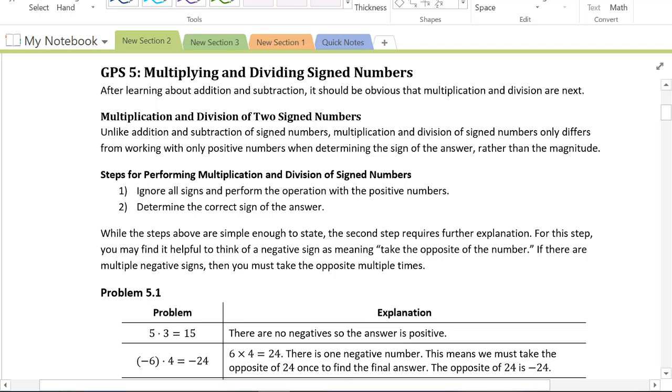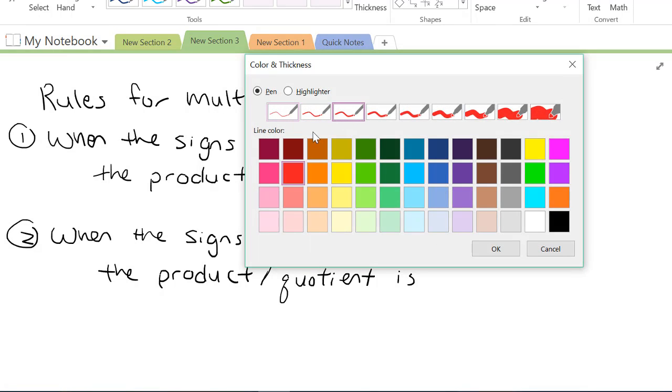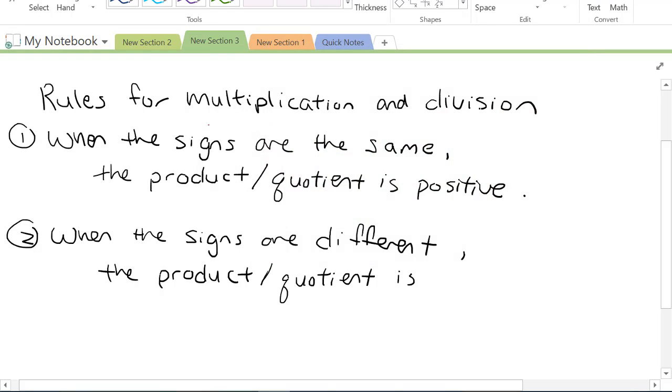Hello class. So today we're going to look at GPS 5, which is multiplying and dividing with signed numbers. So the rules for multiplying and dividing with signed numbers I have over here. Here are the rules for multiplication and division with signed numbers.